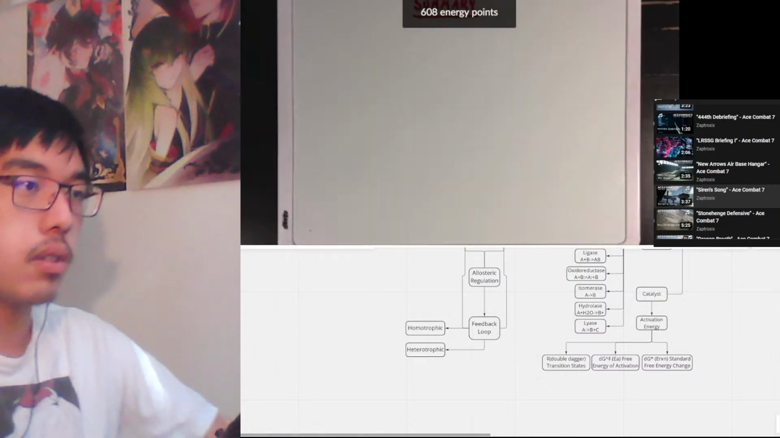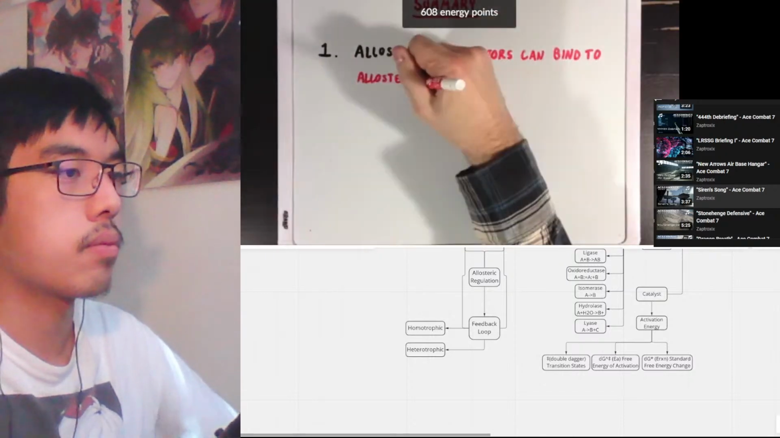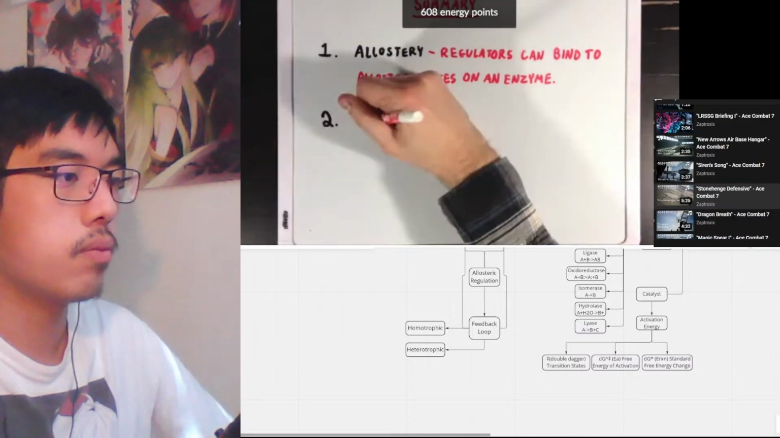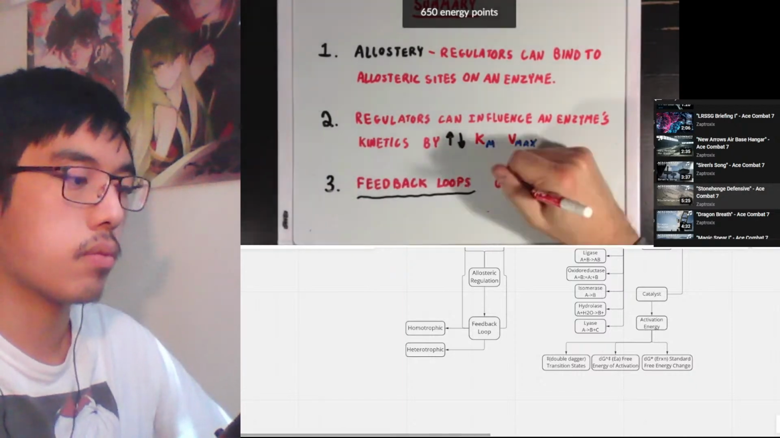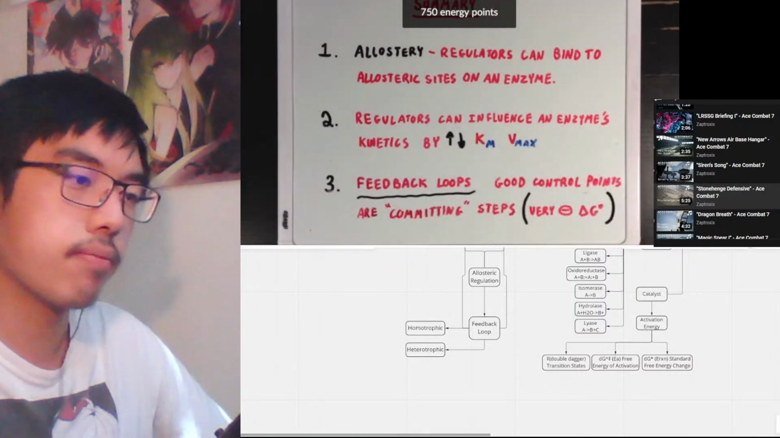So what did we learn? Right. Well, first we learned about the concept of allostery and how regulatory molecules can bind to allosteric sites instead of active sites. Second, we learned that these allosteric regulators influence an enzyme's kinetics by increasing or decreasing Km or Vmax. And third, we learned about what a feedback loop is and how in long multi-step processes like glycolysis, the best control points are highly committing steps, the ones with very negative delta G values.